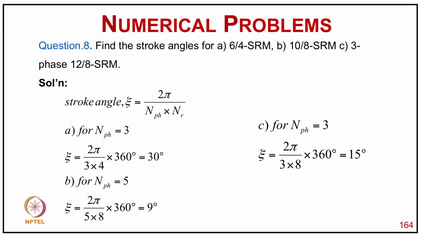Now question 8: find the stroke angle for 6 by 4, 10 by 8 and 8 by 6. So stroke angle is theta equal to 360 upon Nr times the number of phases. So for 3 phase, theta comes, putting the values, 30 degrees, and for 5 phase equal to 5, it comes 9 degrees. For 4 phase it comes like 15 degrees.